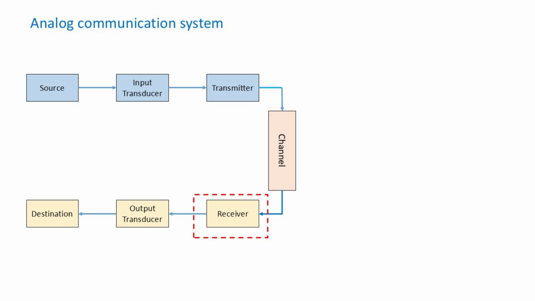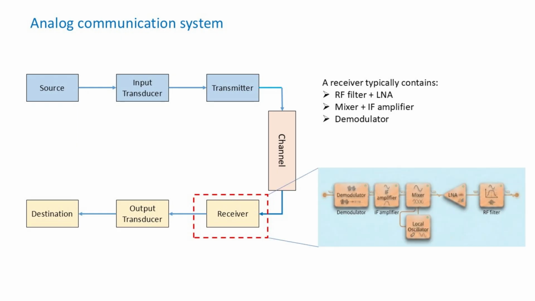The next block is the receiver, which is responsible for extracting the original information from the received signal. It consists of several key stages, which we will now explain step by step. First, the RF filter selects the desired frequency band and removes unwanted out-of-band signals, ensuring that only the intended signal is processed. Next, the low-noise amplifier, LNA, boosts the weak received signal while adding minimal additional noise, which is crucial because signals are often very weak after traveling through the channel.